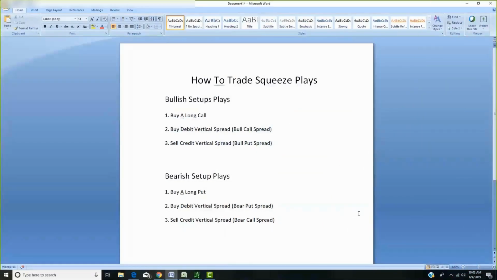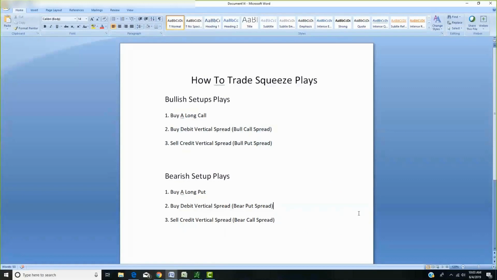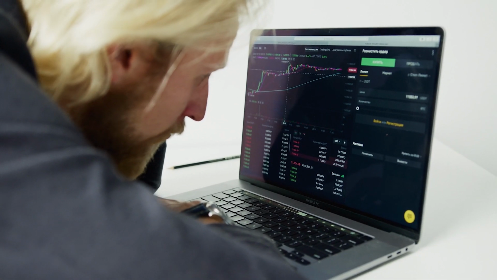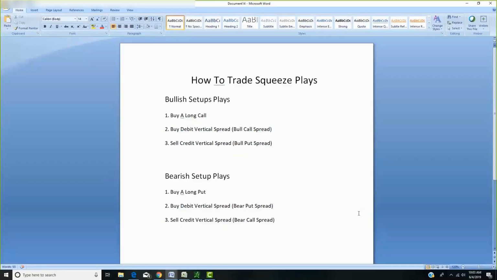All right, everybody, so we're talking now about how to trade squeeze plays. You can buy a long call. You can buy a debit vertical spread, or you can sell a debit vertical spread. So what we're going to do in this example is we're going to look at buying a debit vertical spread, a bull call spread. We're going to look at this example because the chart that we're looking at is in an uptrend. It's consolidating under a high, and we've got a squeeze.